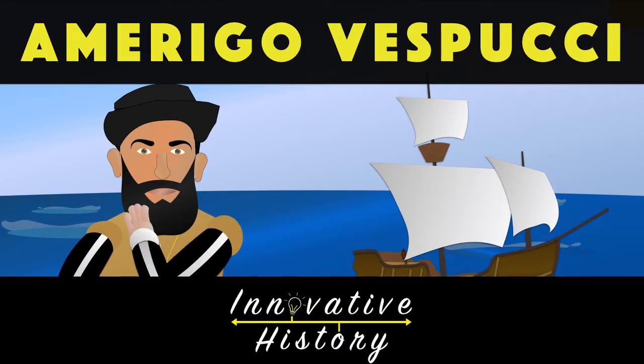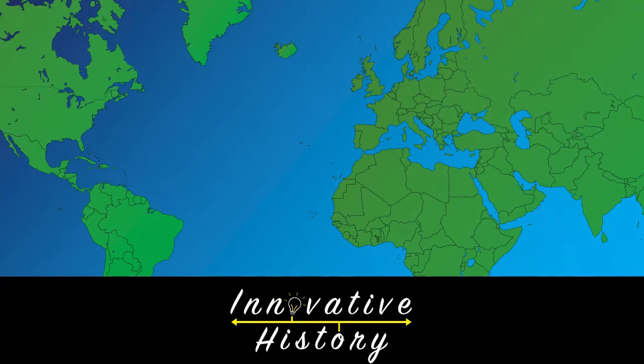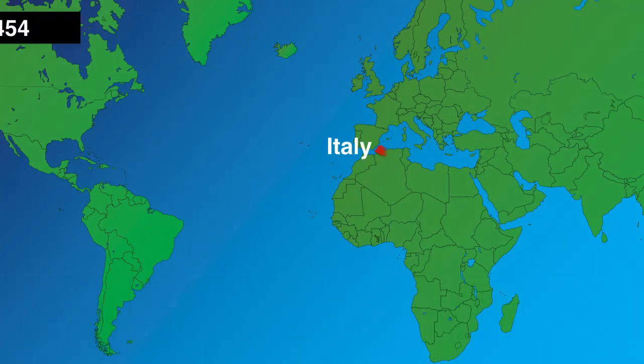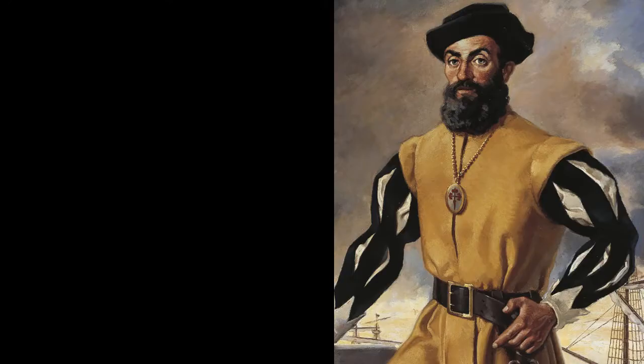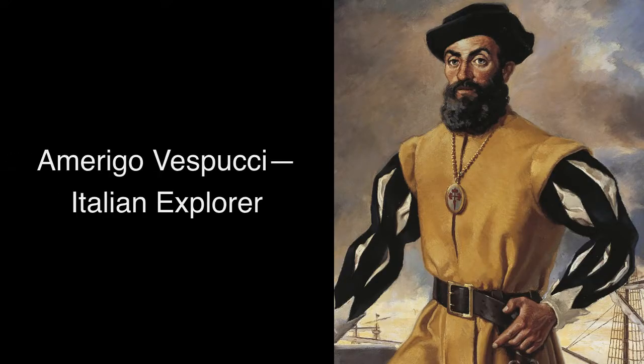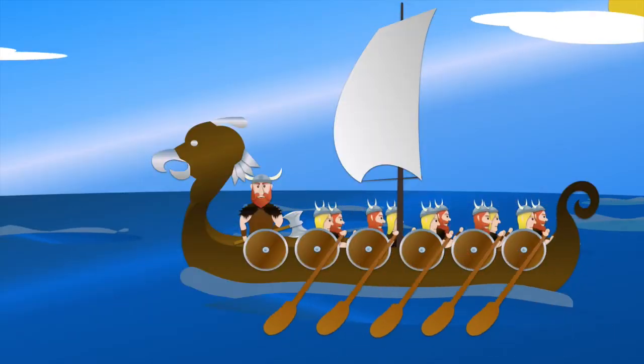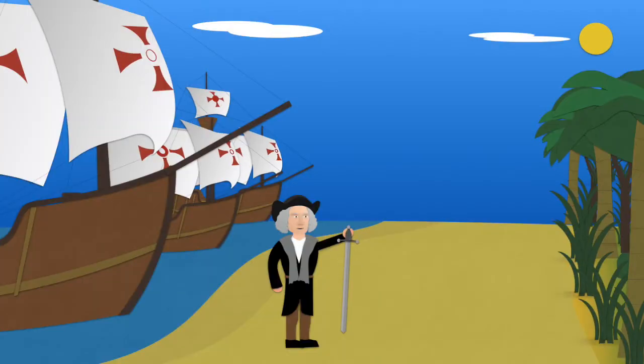Today we'll learn about Amerigo Vespucci, known for his sailing abilities, rugged beard, and fancy pantaloons. Amerigo Vespucci was an Italian explorer born in Italy around 1454. He followed explorations to the Americas, like those of the Vikings in 1000 AD, and Christopher Columbus in 1492.